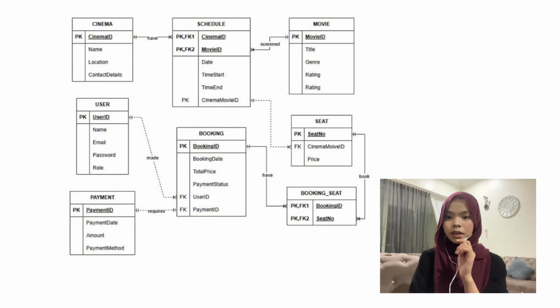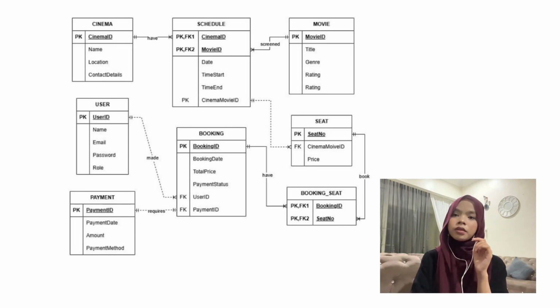For the first one, the cinema entity, it represents individual cinema locations. The attributes for this entity are cinema ID, which is a primary key, name, the name of the cinema, location, the address or area where the cinema is located, and lastly contact details, the information for contacting the cinema like a phone number or email.